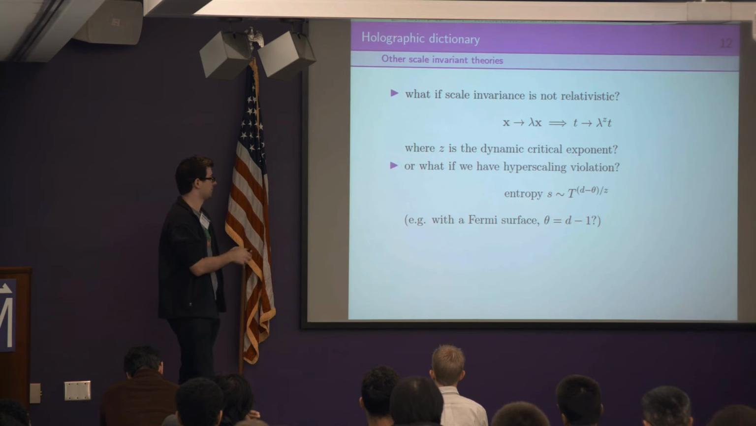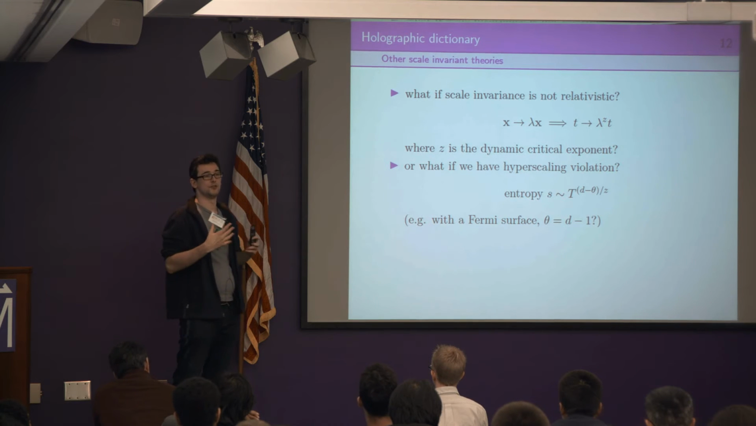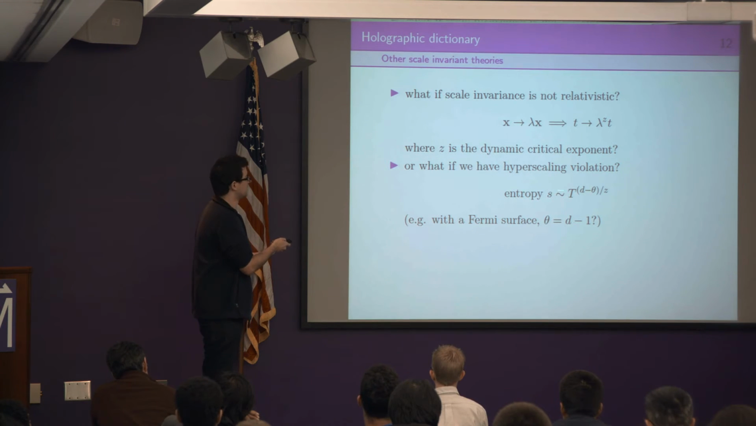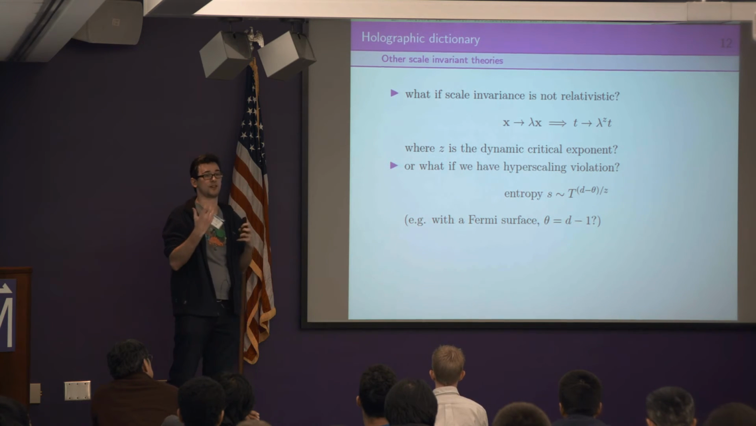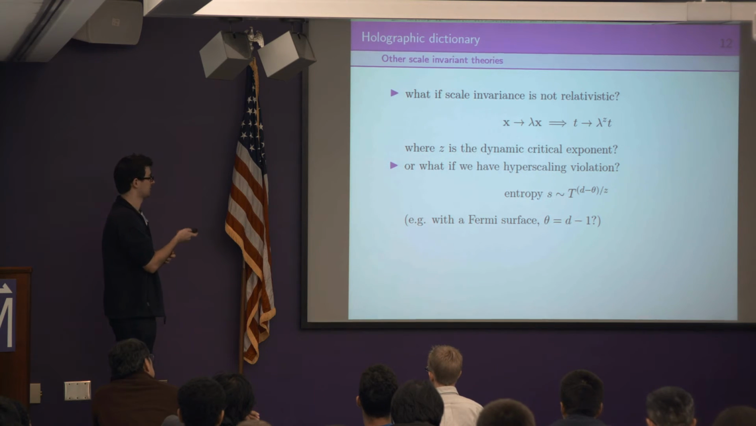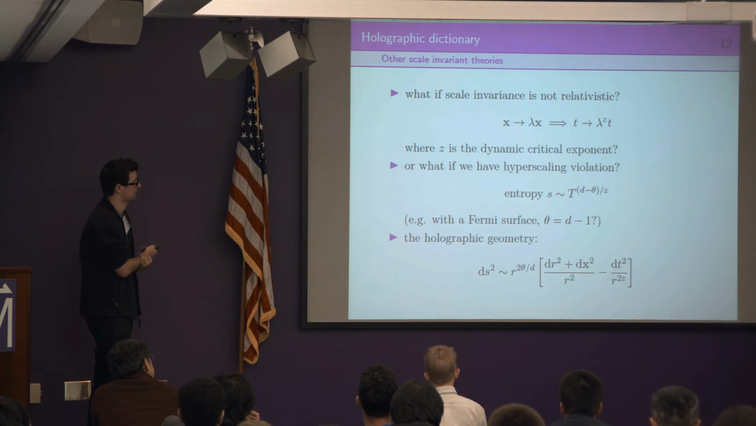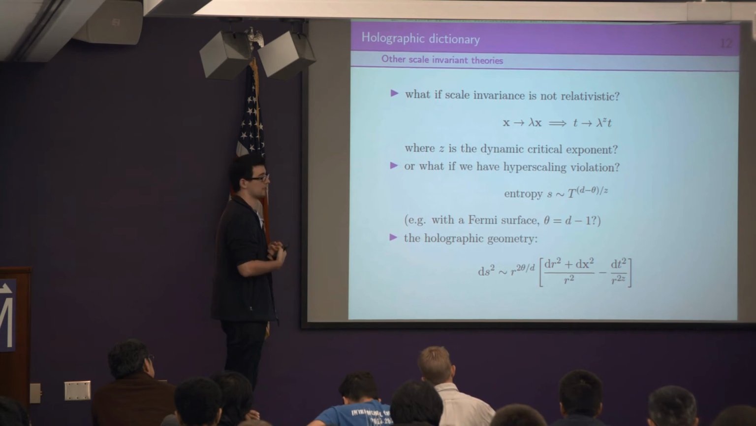And the classic example of hyperscaling violation would be a Fermi surface. Okay? It's telling you, loosely speaking, that your excitations effectively live in d minus theta dimensions, not in d dimensions. And in the Fermi surface, that's because the excitation is only mobile in the normal direction to the Fermi surface. Okay. These sorts of systems you can build holographic geometries for.